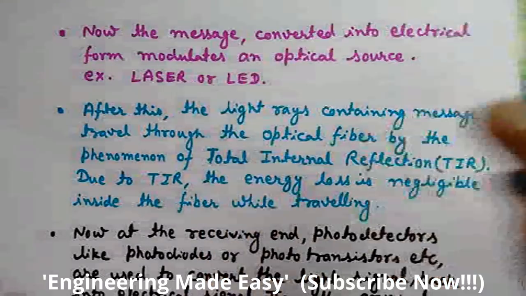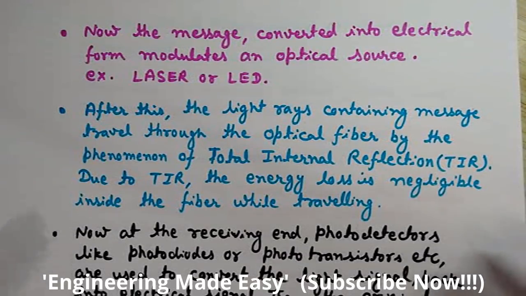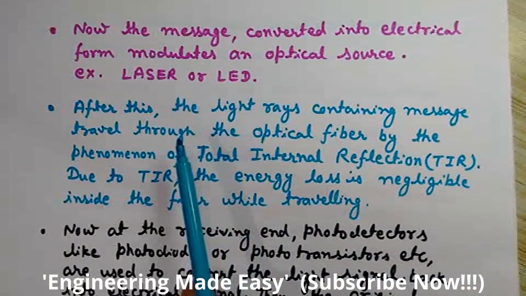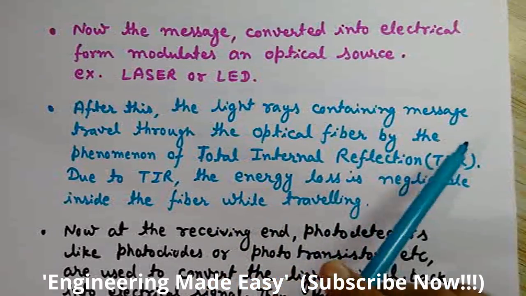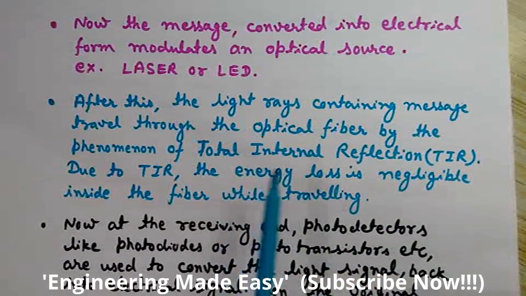So in optical fibers we mainly use lasers or LEDs as the optical source. So this message is modulated, we modulate this message over this light that comes from the optical sources. So we have a modulated light signal having the message. Okay, after this, the light rays which contain the message travel through the optical fiber by the phenomenon of total internal reflection, as we have studied.